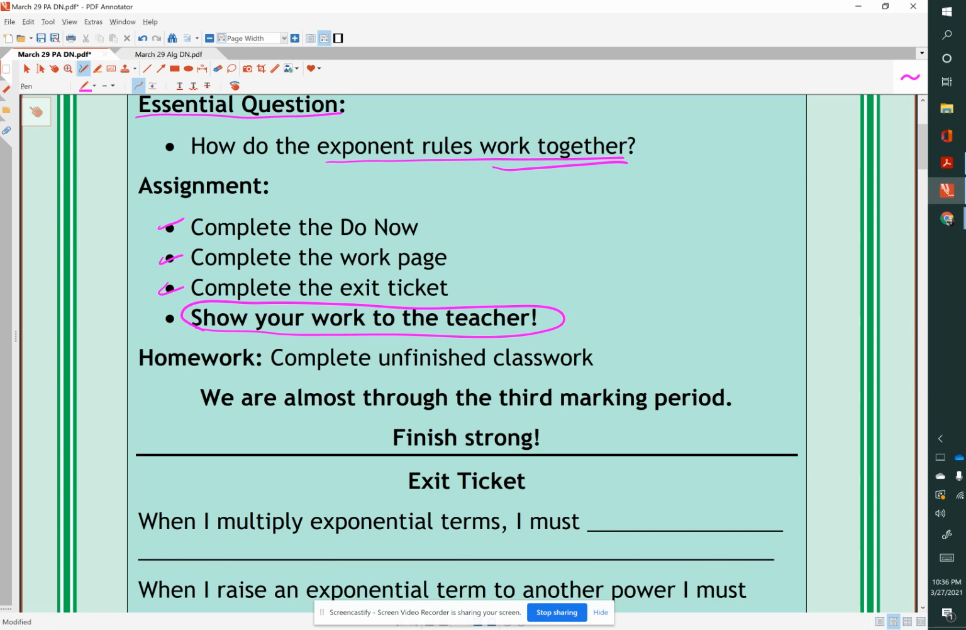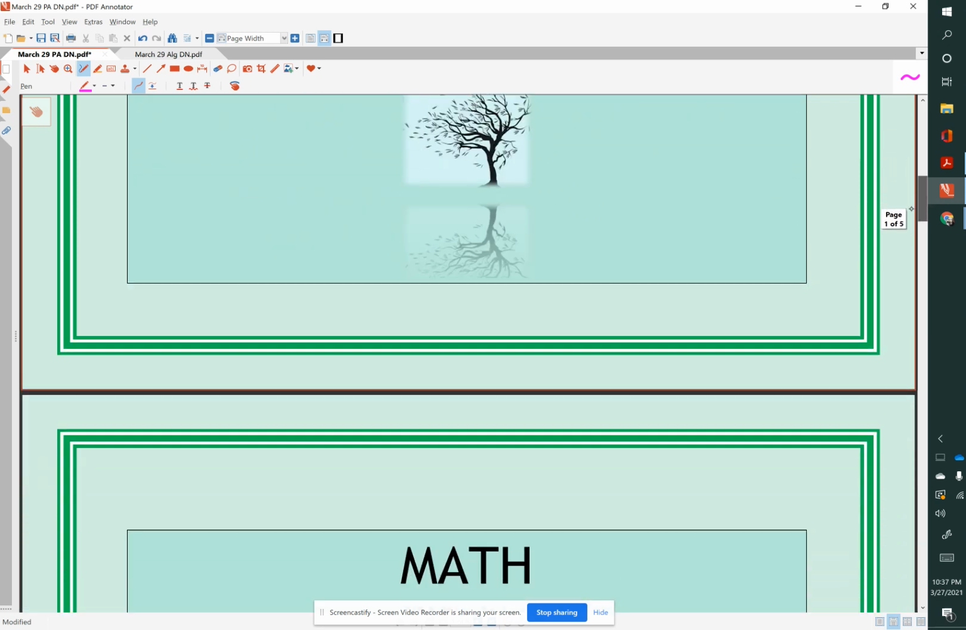Make sure you show me your work. If you have trouble with your camera, you can certainly take a picture and send it to my email. And if you don't get it all done in class, you can finish it for homework. Remember, we're almost through the third marking period, so let's finish strong. We'll get back to our exit ticket in a minute, but we'll start with our do now.